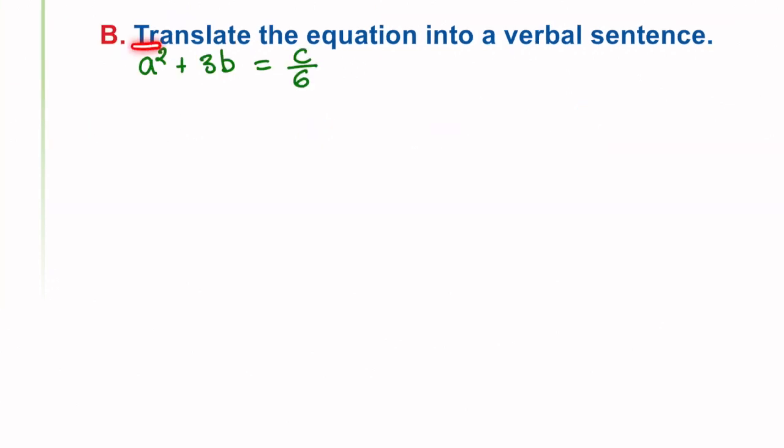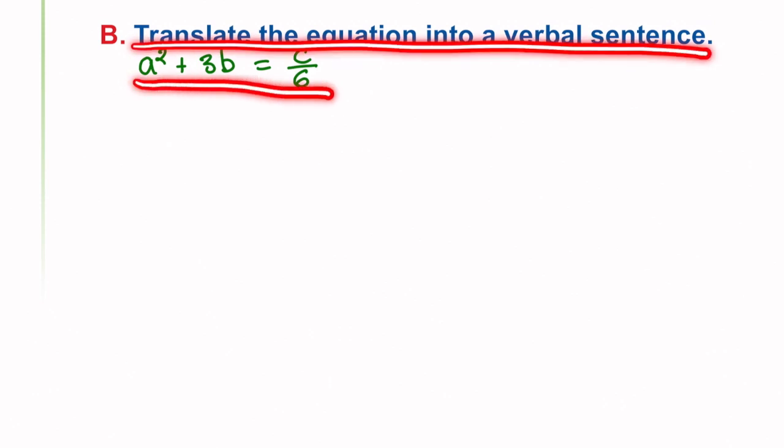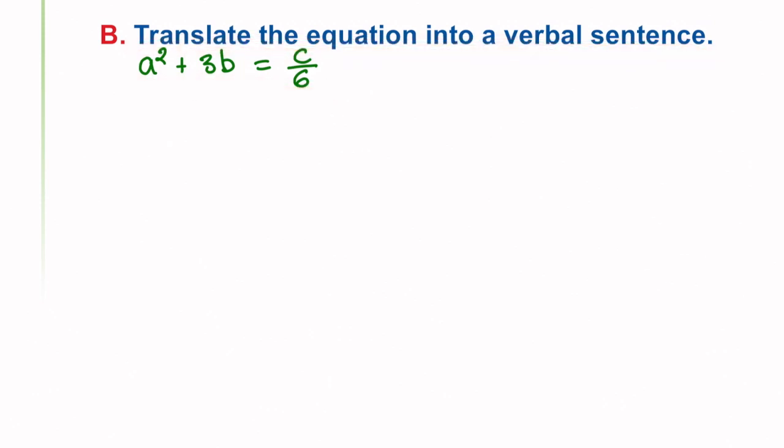Alright, so let's look at example B. It says translate the equation into a verbal sentence once again, and my equation is right there. So I'm going to do just like I did for the previous one. I'm going to separate those terms with some space in between them, and also the operations: the plus sign, the equal sign, and then c over 6. And then I'm going to translate each one as I move from left to right.